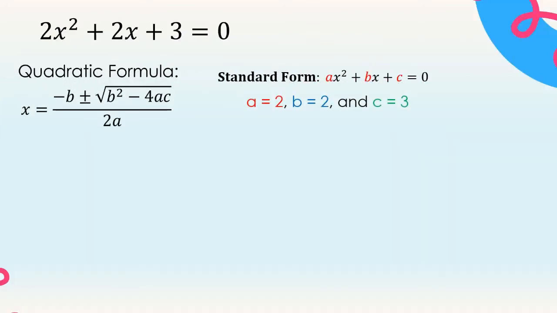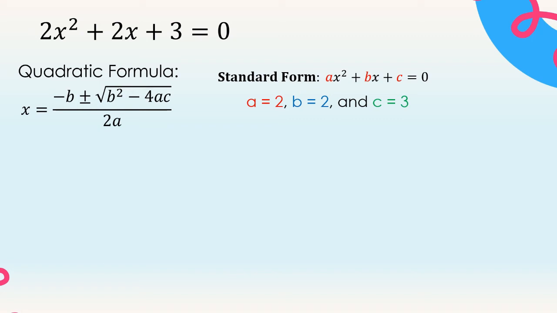Next example, we have 2x squared plus 2x plus 3 is equal to 0. So since our equation is in standard form, before we use the quadratic formula, we have to identify first the values of a, b, and c. For the value of a, it is equal to 2. For b, which is equal to 2 also. And for our c, that is equal to 3.